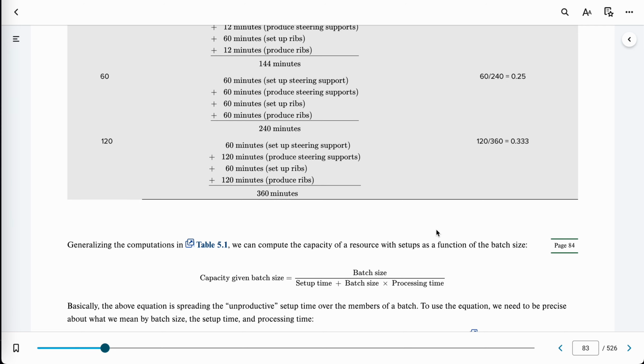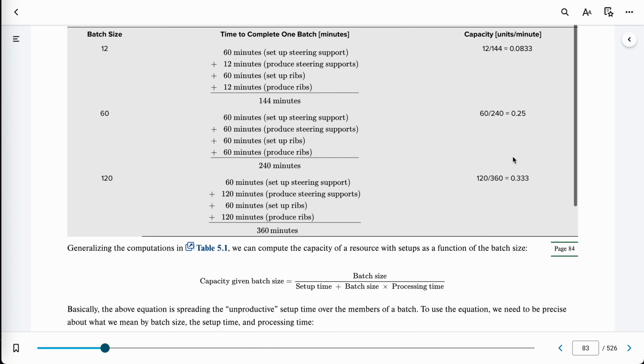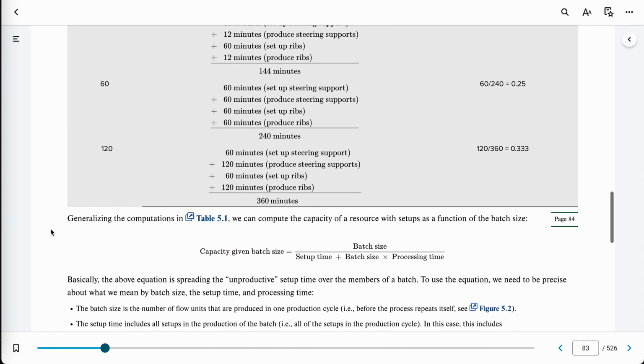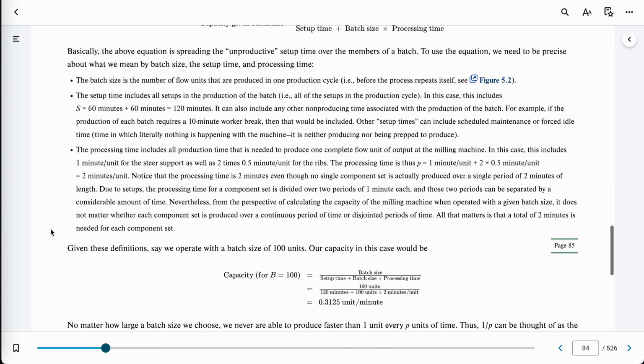Given setup times, capacity is batch size, which is the size of the batch, either 12 or 60 or 120, divided by the setup time plus batch size times the processing time. So the total processing time is batch size times the processing time. Remember, processing time is 1 divided by the capacity that you have here.